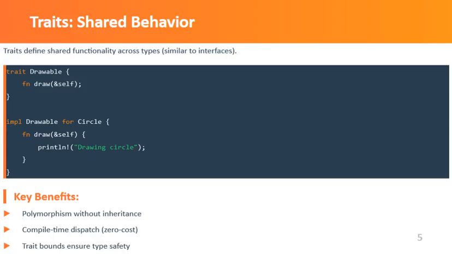Traits define shared behavior across types, similar to interfaces in other languages. They enable polymorphism without inheritance and use compile time dispatch for zero-cost abstractions. Trait bounds ensure type safety while keeping your code flexible and reusable.